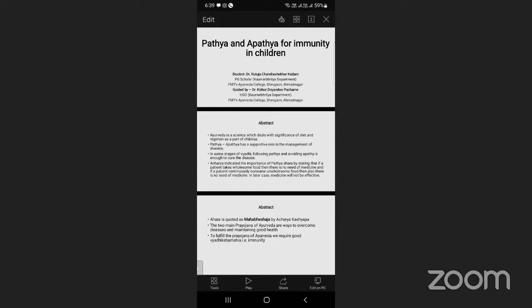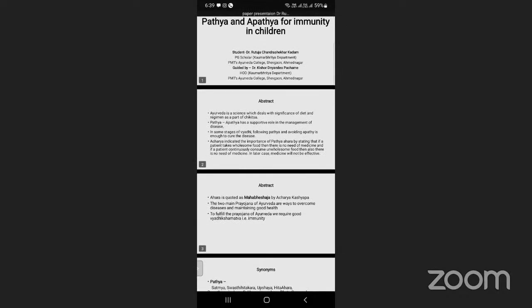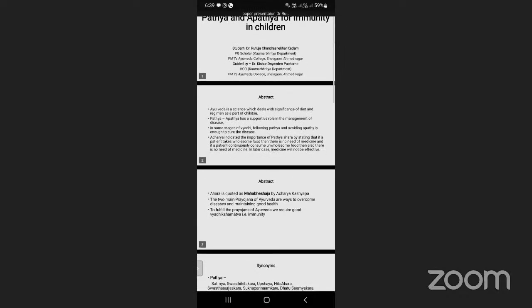Acharyas indicate the importance of Pathya Ahar by stating that if a patient takes wholesome food, there is no need to take medicine. If we take unwholesome food, then also there is no need of medicine, as in the latter case medicine will not be effective. According to Acharya Kashyap, Ahar is quoted as Mahabheshaja. The two main prayojans of Ayurveda are to overcome disease and maintain good health. To fulfill both, we require good Vyadhikshamatva, that is immunity.